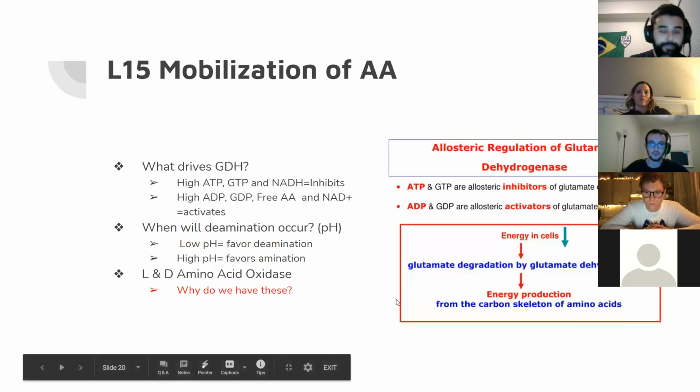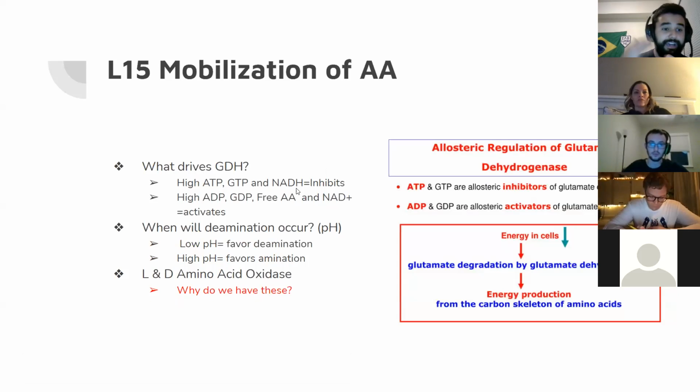Okay. So if we have high ATP, GTP, and NADH, this is just indicating that our body has a lot of energy, right? These are all indications that we have a lot of energy. So that's why it inhibits GDH, okay? Because we don't need to make more keto acids to make more energy because we have enough energy. When we have a high amount of ADP, GDP, free amino acids, and NAD plus, it's indicating that we don't have enough energy anymore, and we need to start making keto acids to go through these pathways to make more ATP. Okay.